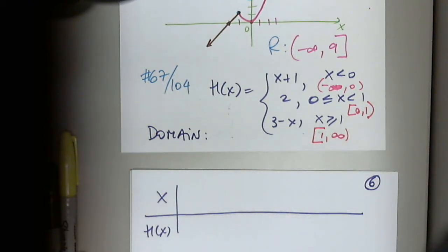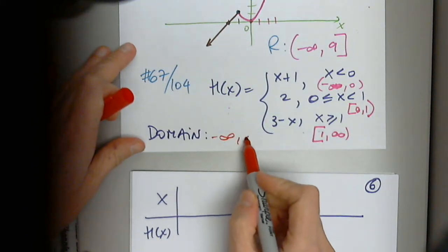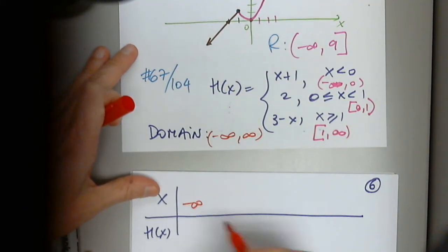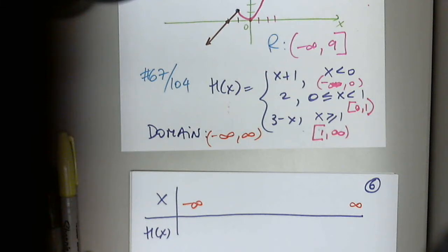1 to infinity. Now, can anyone give us the domain of the entire function? The first piece is defined on something, the middle piece on something else, the last piece on something else. Negative infinity to positive infinity. Do you all agree with that? That nothing is missing, no gaps in the domain. Indeed, all real numbers.